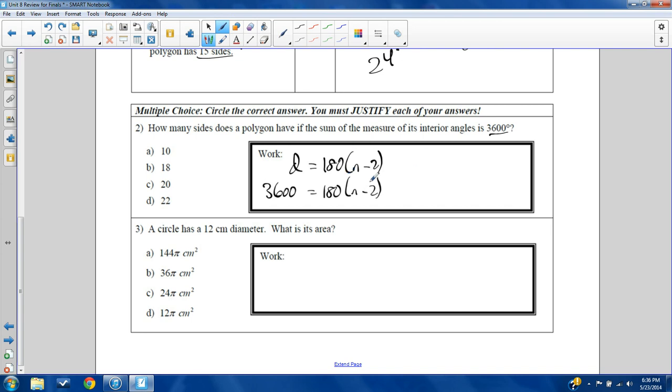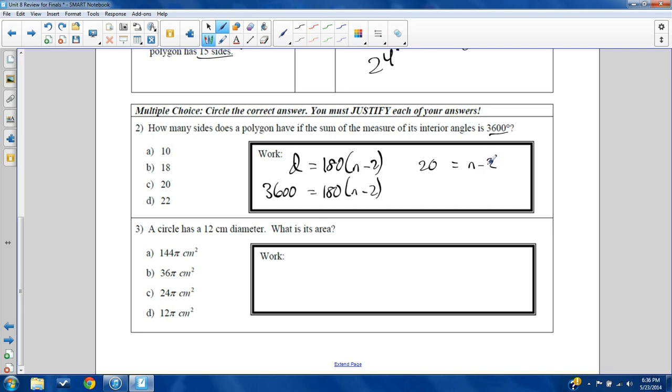So the rest is kind of algebra. Divide both sides by 180. 3,600 divided by 180 is 20. So 20 equals N minus 2. And before I even solve for this thing, I want you to keep in mind what we're looking at here. 20 equals N minus 2. N is the number of sides.